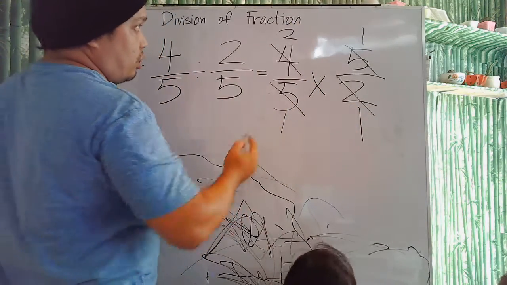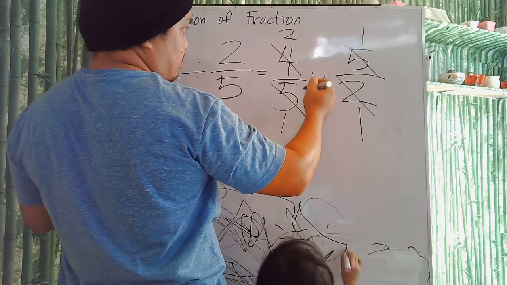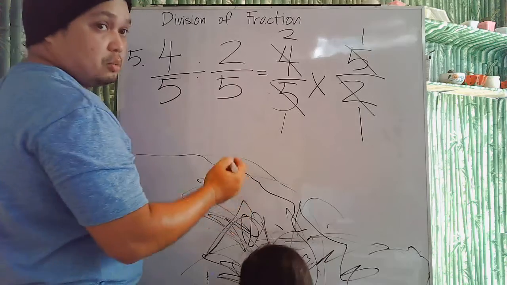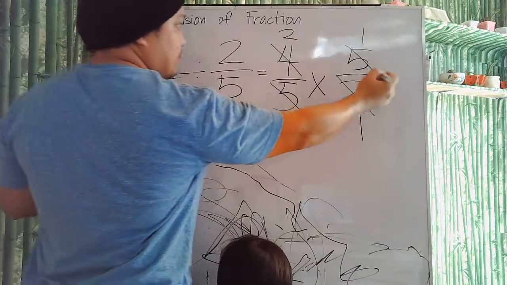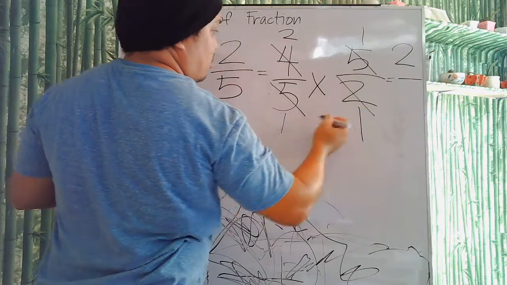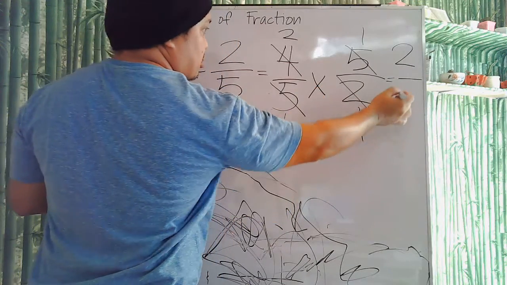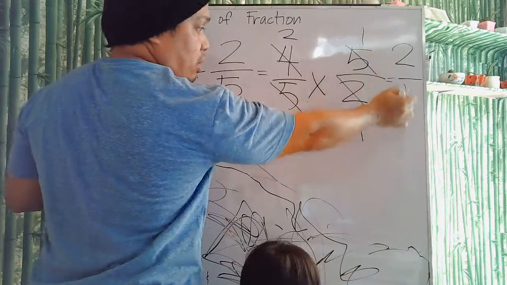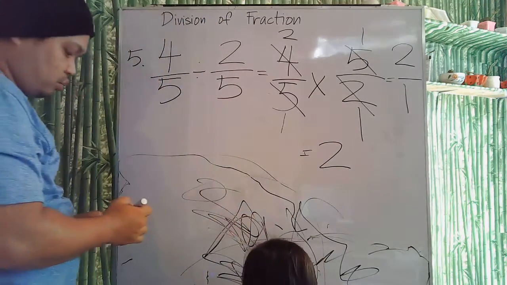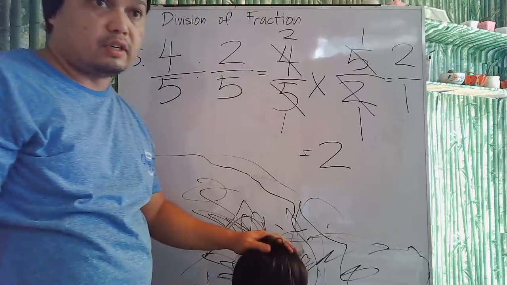So we have 2 over 1 times 1 over 1. Let's multiply. 2 times 1 is 2, while 1 times 1 is 1. And 2 divided by 1 equals 2. So we have 2 for the final answer.